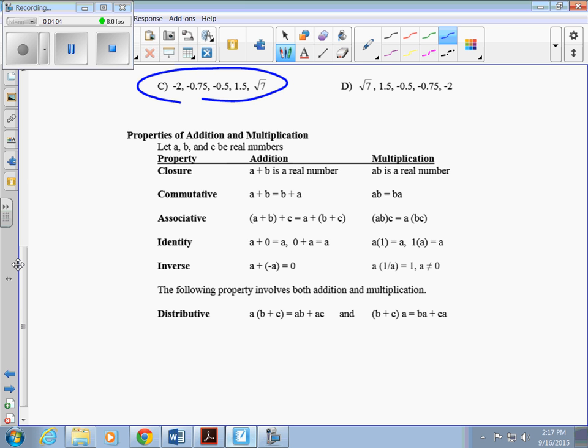Commutative. A plus B equals B plus A. We're just switching the order in which we do that. Same thing with multiplication. A times B equals B times A. So commutative means we're going to switch the order in which we do it.